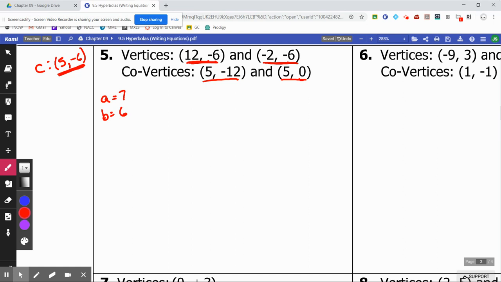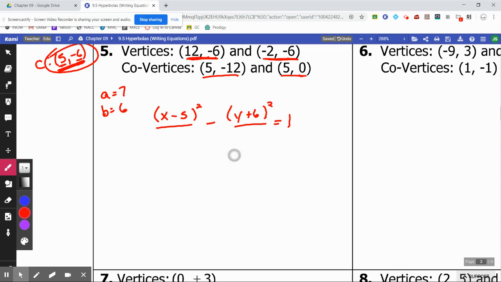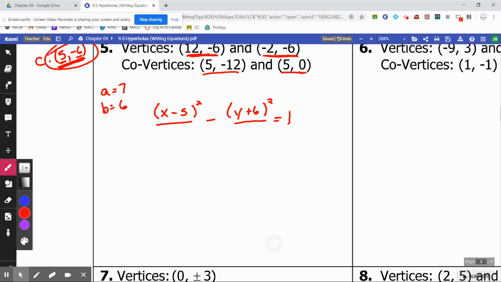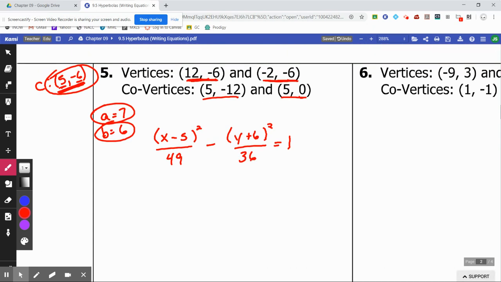So since it is horizontal, our x stuff is listed first. So we've got x stuff squared over a squared minus y stuff squared over b squared is equal to 1. Here's your translation. We're going to translate it right 5, so x minus 5, and up 6, so y plus 6. Make sure you put this with the x, this with the y, because again, sometimes they're flip-flopped. Our x stuff squared needs to be over a squared, which would be 49. Our y stuff squared needs to be over b squared, which would be 36. So there's your hyperbola.